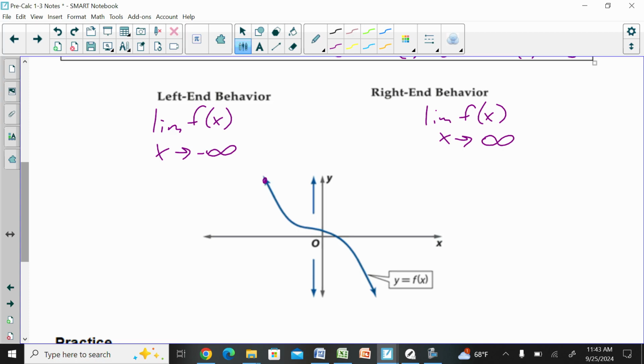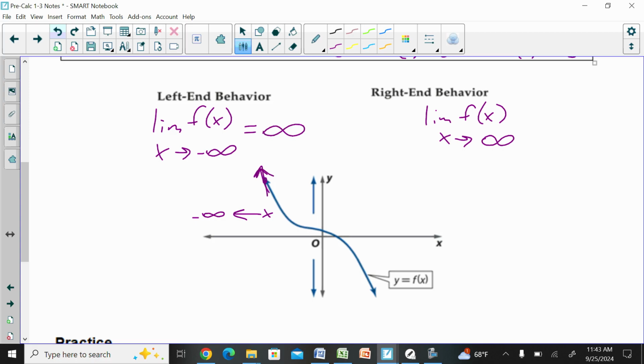All right, so looking at the left-hand side, what's happening to x? X is getting farther and farther this way. So x is actually approaching negative infinity over here. And then what's happening to y? Y is actually getting larger and larger. So f of x is approaching infinity. So our limit here, we could say equals infinity, because f of x is getting larger here.